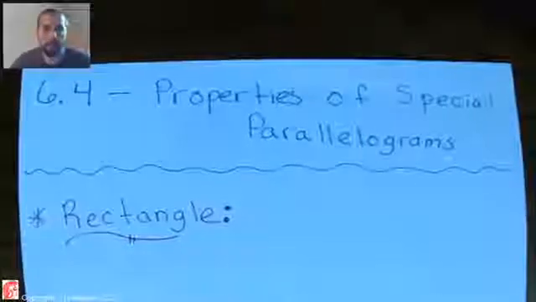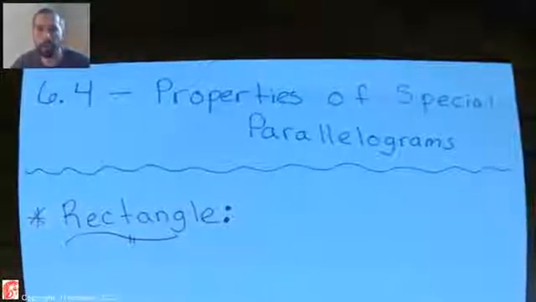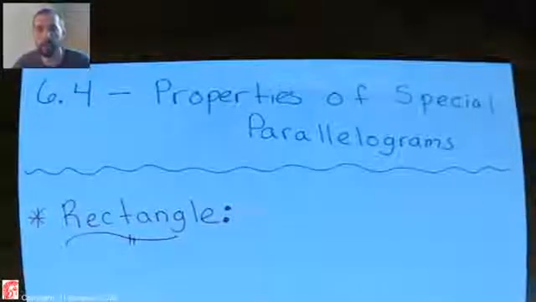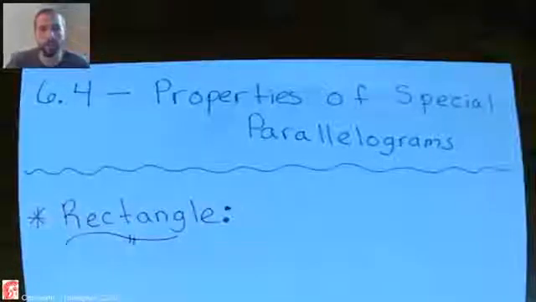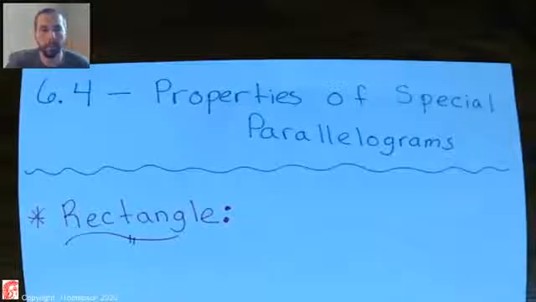Hi everybody, so today we're going to expand on parallelograms a little bit and we're going to talk about the more common shapes that you're used to, which are rectangles, rhombuses, and squares. So those are actually considered special parallelograms. The reason they're considered special parallelograms is because they're parallelograms, but they also contain some special properties.